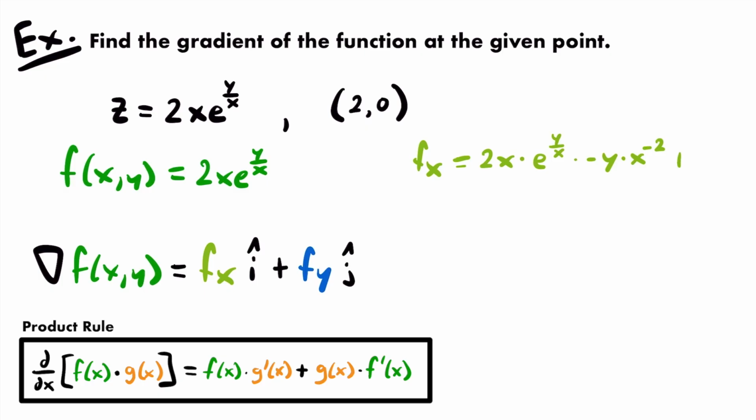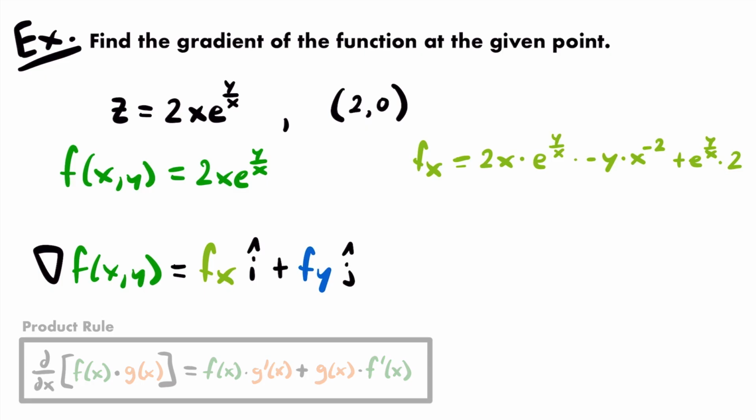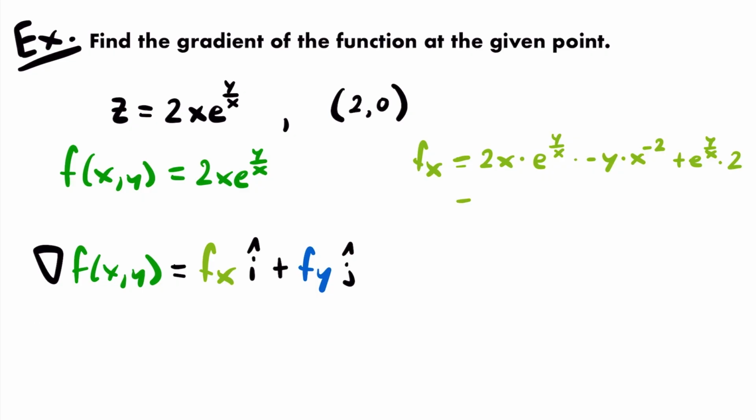So what we get here is plus e to the power of y divided by x times that derivative of 2. Okay, and then simplifying, this will be equal to negative 2xy times 1 divided by x squared times e to the power of y divided by x plus 2 times e to the power of y divided by x. Okay, so all I did here was multiply all these pieces together. So we have negative 2xy, and then this x to the power of negative 2. I moved that to the denominator, so the power is positive, and that's still multiplied by e to the power of y divided by x.